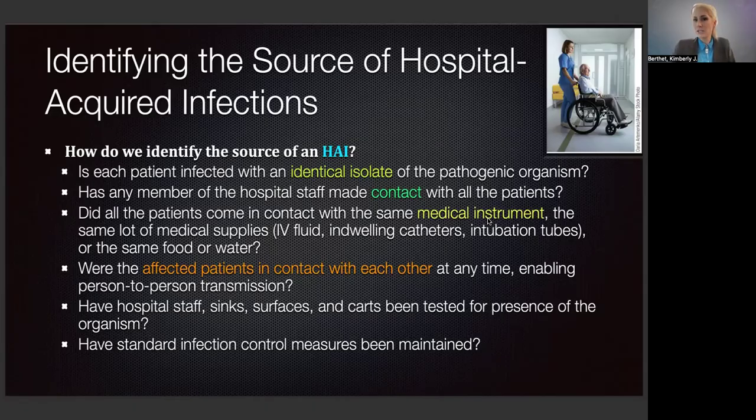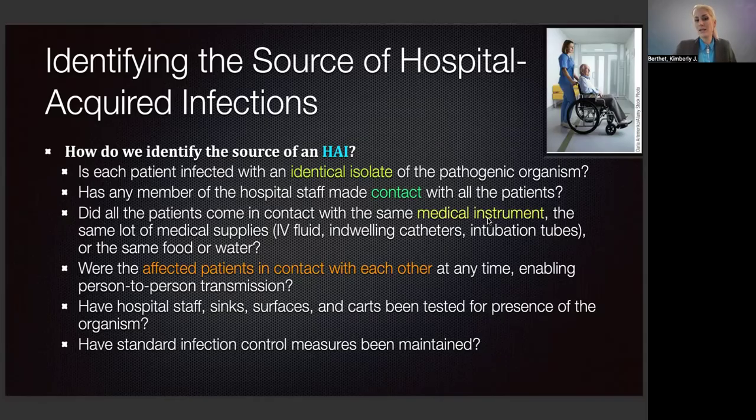We also want to see which hospital staff members have made contact with the patients, because this point of contact could mean the spread. We also want to look at medical instrumentation. So what kind of fomite transmission could be taking place? Is it on intubation tubes? Is it in food, water? What is being passed from person to person that may be spreading the disease as well?